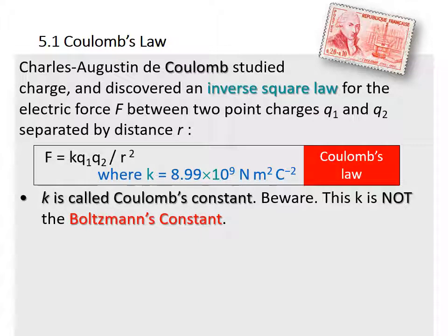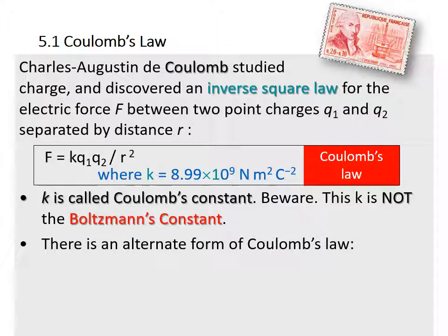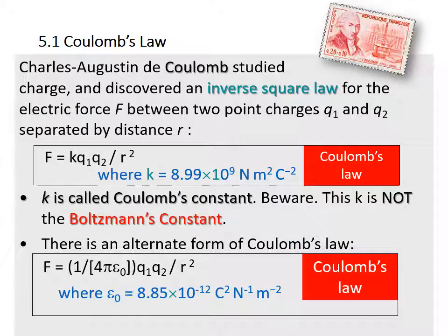Please be careful because k is Coulomb's constant. k sub B is Boltzmann's constant. Don't get them twisted. There is one more form of Coulomb's law where we replace k with 1 over 4 pi epsilon naught. Epsilon naught is the permittivity of free space, 8.85 E negative 12 coulomb squared per newton per meter squared.